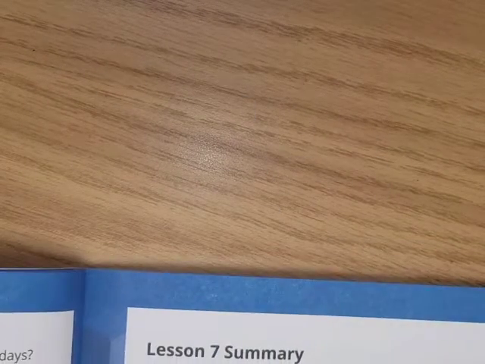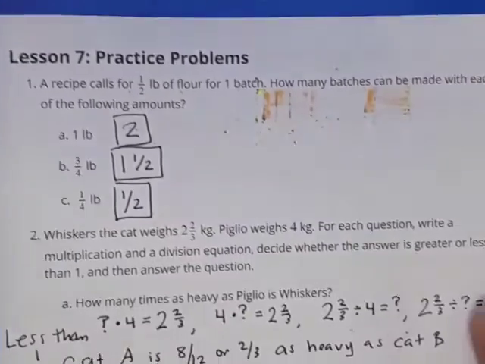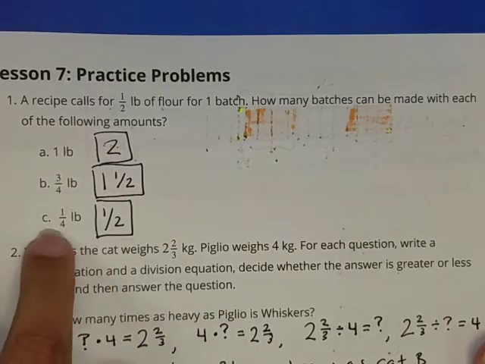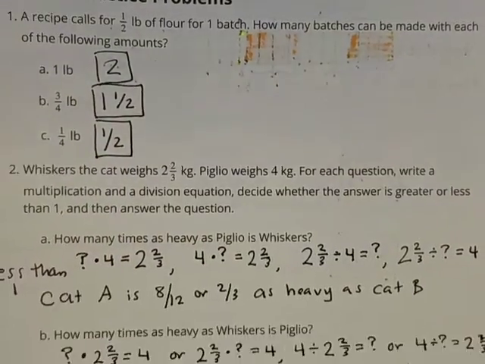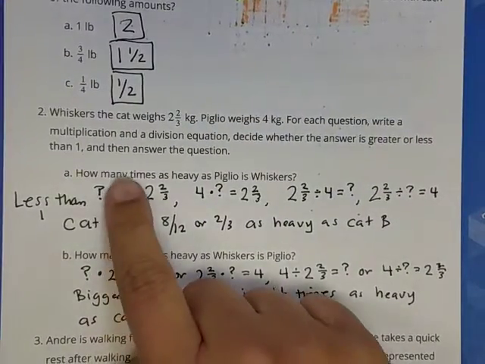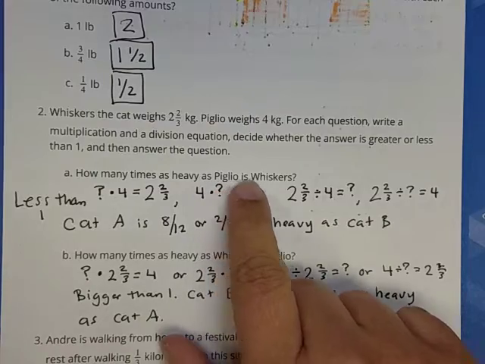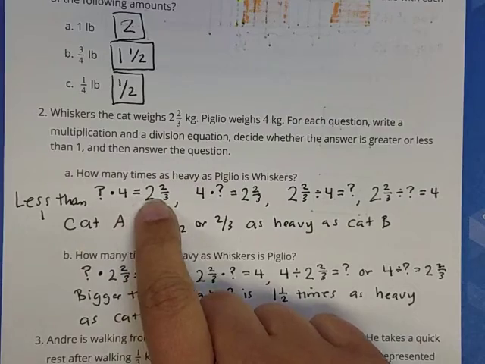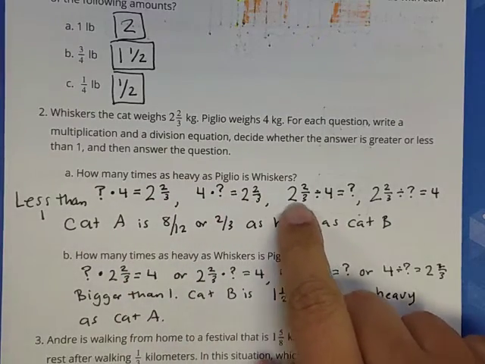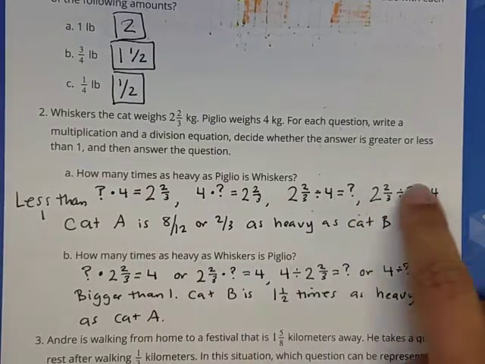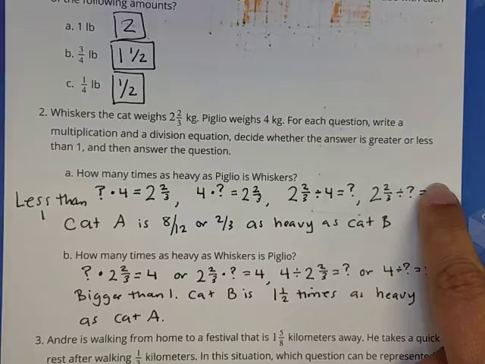So pause the video if you need a chance to finish that. All right, for number 1, for A, I got 2, B, I got 1.5, C, I got 1/2. For question 2, how many times as heavy as Big Leo is Whiskers? So the way I wrote it was something times 4 is 2 2/3, or 4 times something is 2 2/3, or 2 2/3 divided by 4 is something, or 2 2/3 divided by something is 4. So those were all the 4 different multiplication and division problems I could have said.